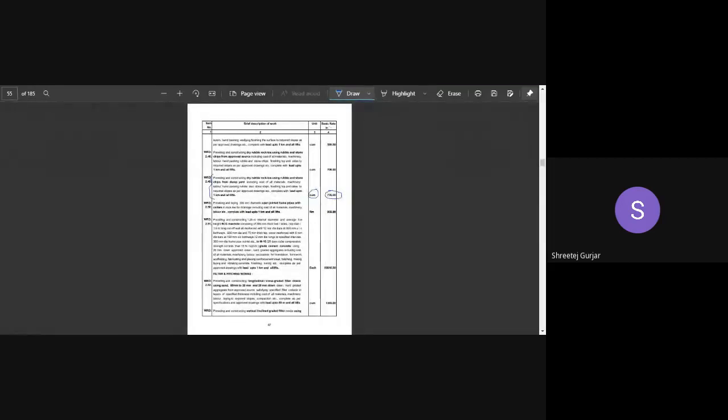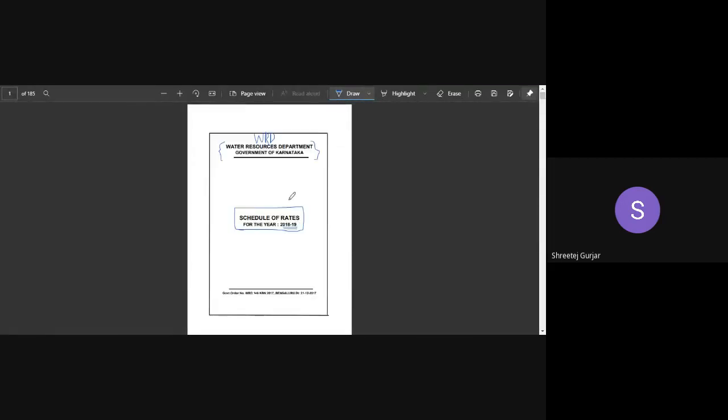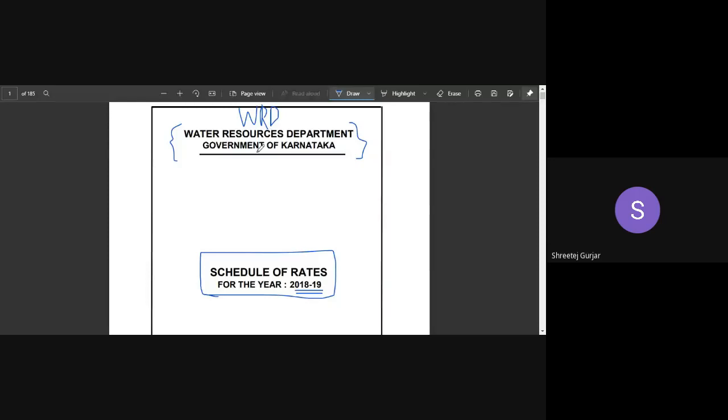So this is a brief discussion regarding a schedule of rates. This is how the Government of Karnataka has given you a schedule of rates by your water resource department. Similarly, as I've told you, for PWD works you will have a separate schedule of rates. So you can go through that. I will share these documents in your group.